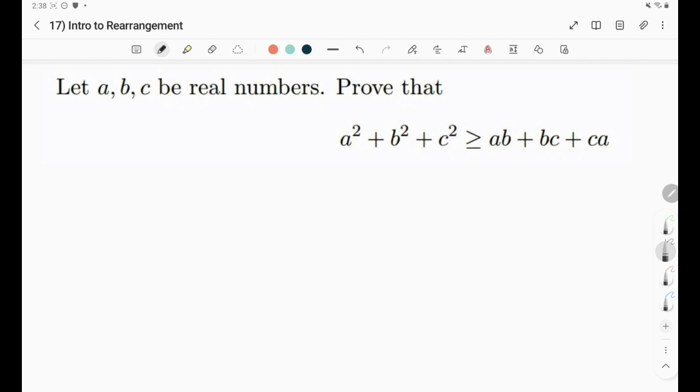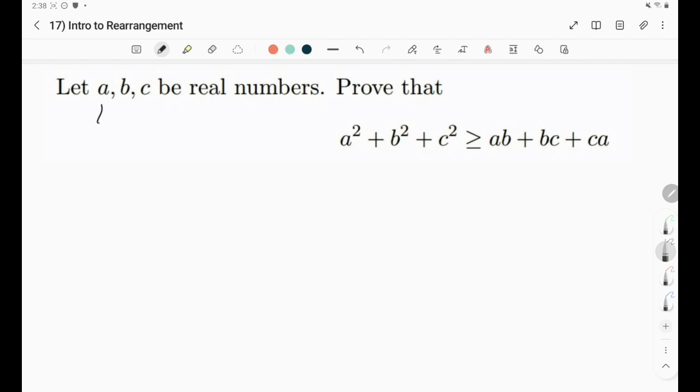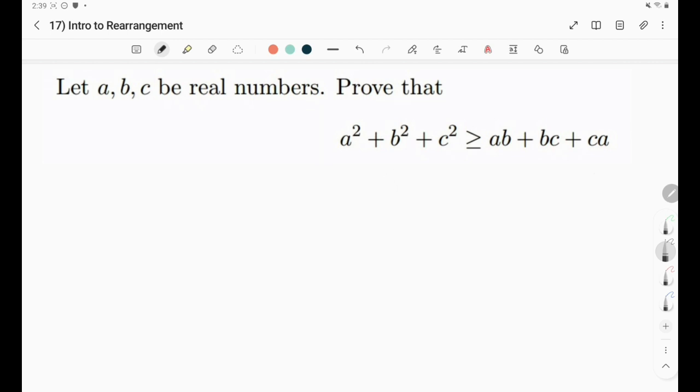Okay, so now we need to prove this simple inequality: sigma a squared is greater than or equal to sigma ab, where a, b, c are just some real numbers. As you know, this is the simplest inequality in the world for AM-GM, but our goal here is to try to prove it using the rearrangement inequality. So how can we do that?